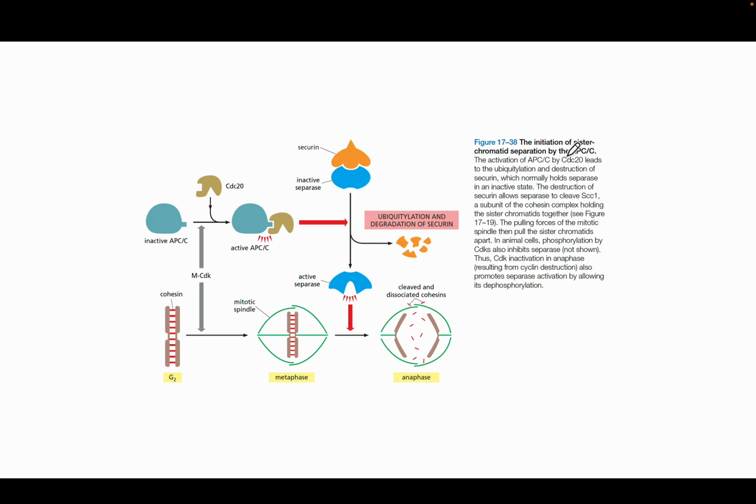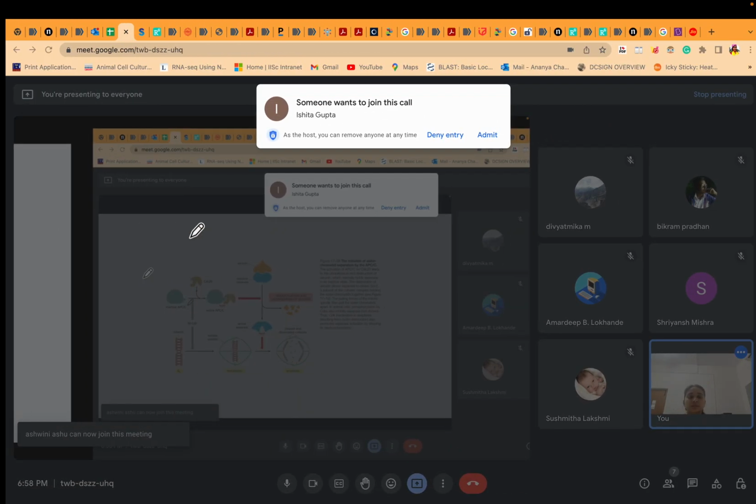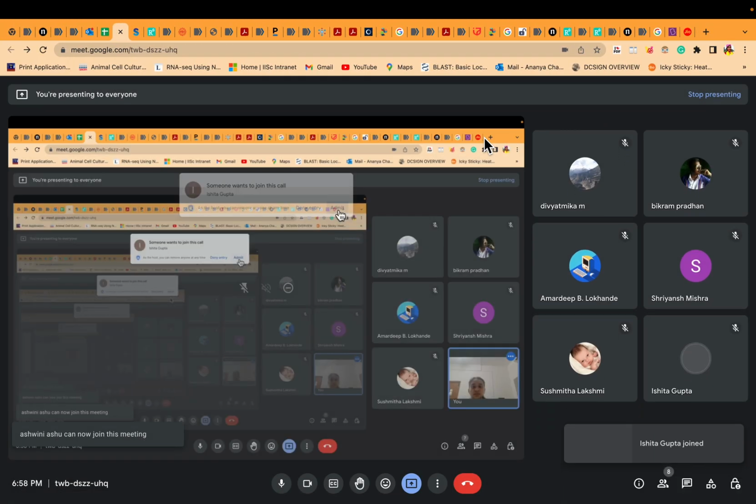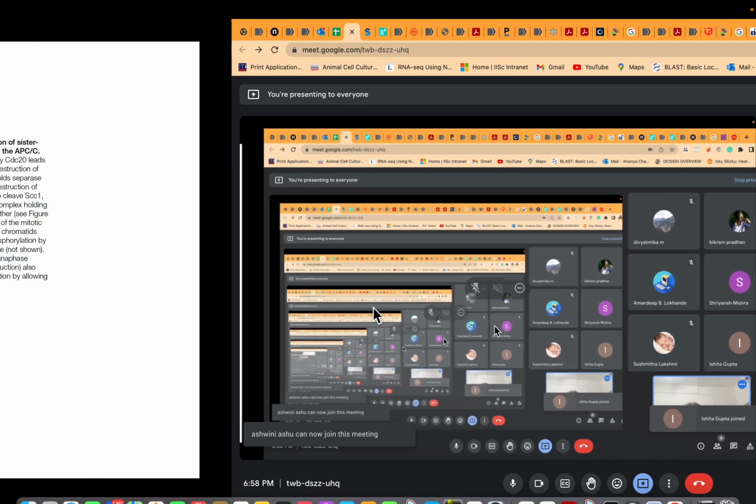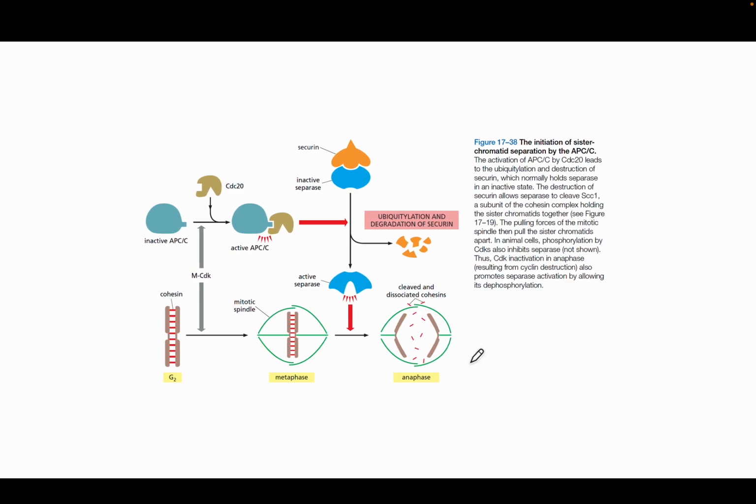Now we'll see how APCC helps in the metaphase to anaphase transition. So this is the initiation of sister chromatid separation by APCC. Here you can see this APCC complex is inactive. When CDC20 binds to it, it becomes active. So what is its role?